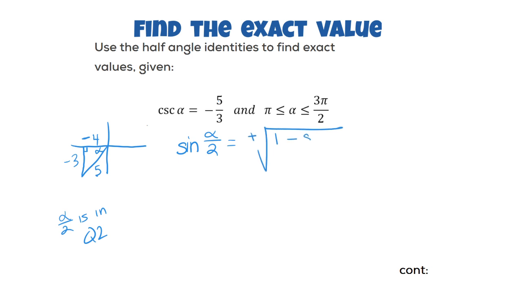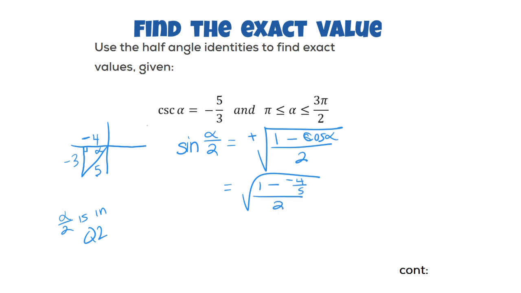Oh, goodness. The cosine of alpha all over 2. So 1 minus, and I look at my triangle to figure out the cosine of alpha. Cosine is going to be adjacent over hypotenuse. So that's a negative 4/5 all over 2. Now this is what I was talking about.